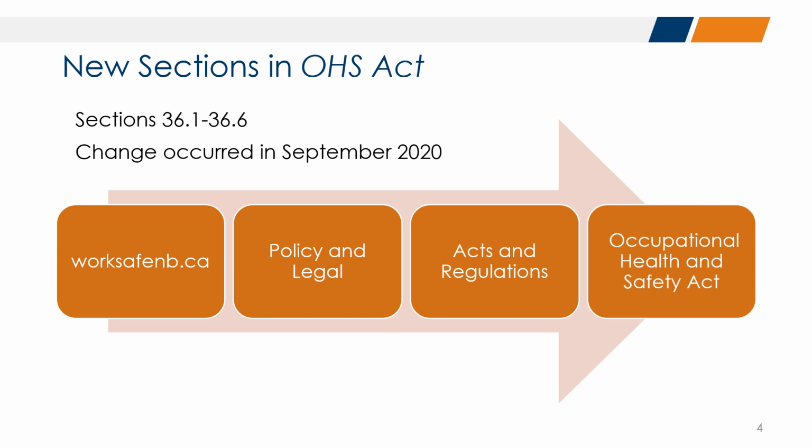The new provisions that explain administrative penalties are sections 36.1 to 36.6 in the Occupational Health and Safety Act. These new sections were enacted in September 2020. To find the Occupational Health and Safety Act and review these specific sections, go to our website at WorkSafe NB, click on Policy and Legal, then Acts and Regulations, and then Occupational Health and Safety Act.